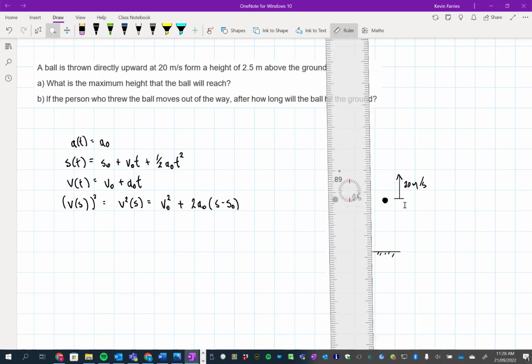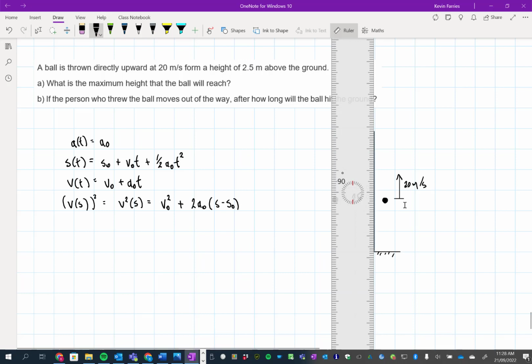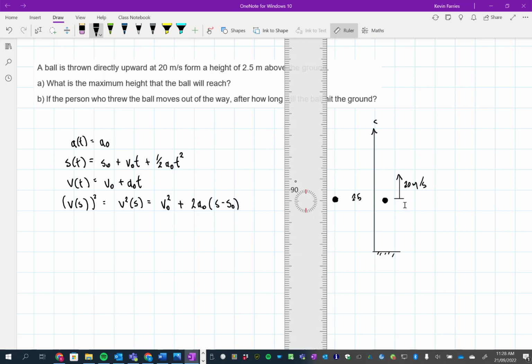And so we'll just put this as S, as our displacement, and we'll have displacement positive upwards. And we'll have zero displacement at ground level. And so that's our displacement this way, and it's starting at 2.5 meters above ground level.